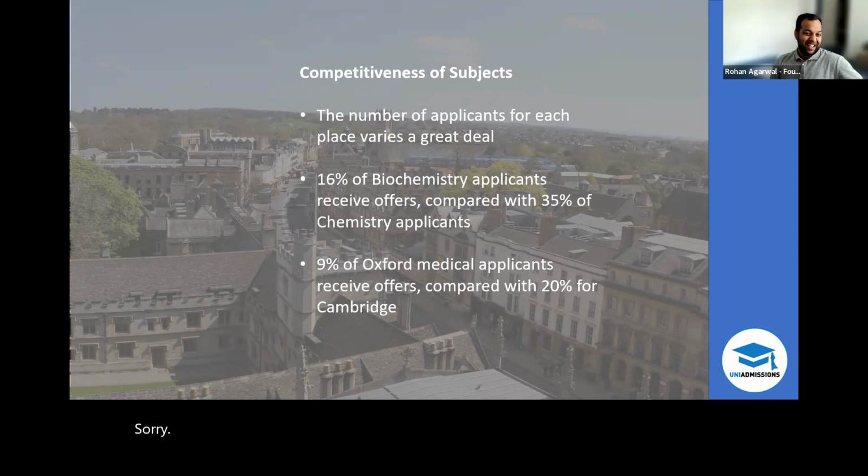And as a result of that, we tend to get roughly a 50-50 split between the number of applicants. But of course, since Cambridge has essentially twice as many places, we tend to see an equal number of applicants to Oxford, but essentially double the success rate. So this is why it's substantially easier to get into Cambridge.